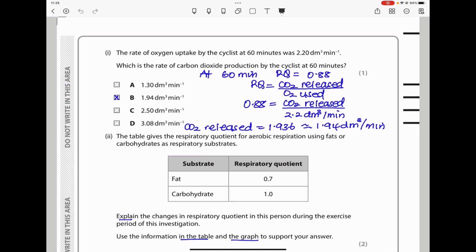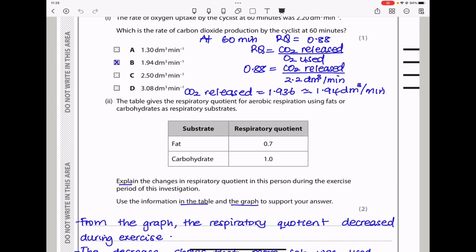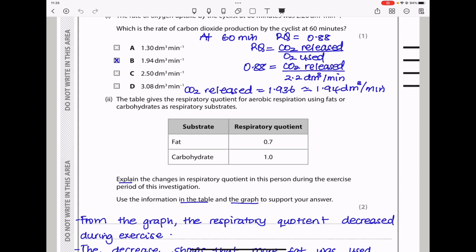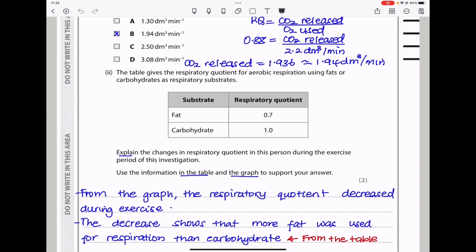is my answer. Next they say, the table gives a respiratory quotient for aerobic respiration using fats or carbohydrates as respiratory substrates. So the substrate we have here is fat, and the respiratory quotient is 0.7. For carbohydrate, the respiratory quotient is 1.0.